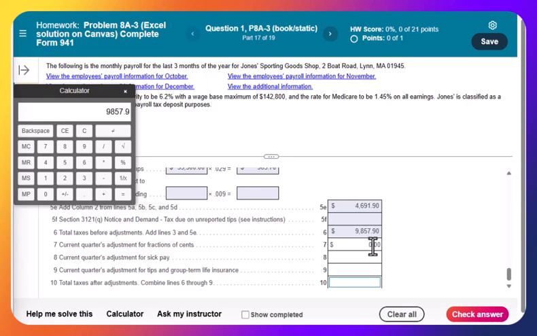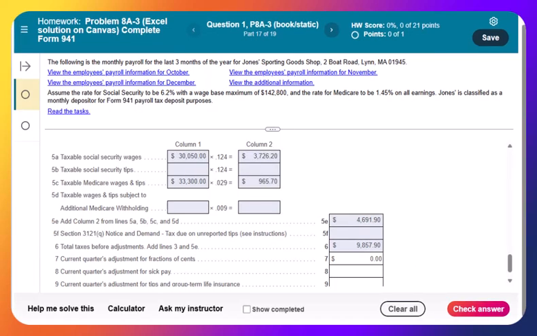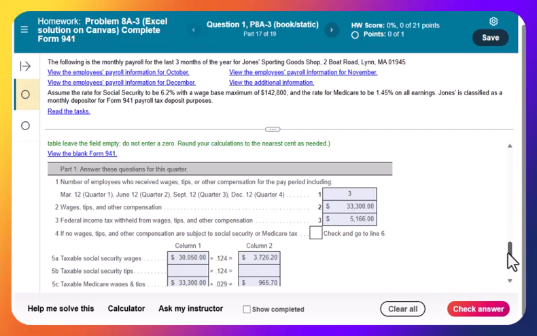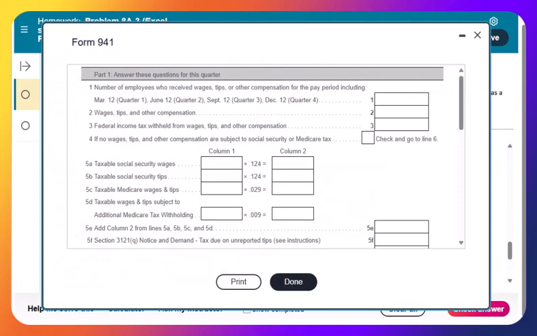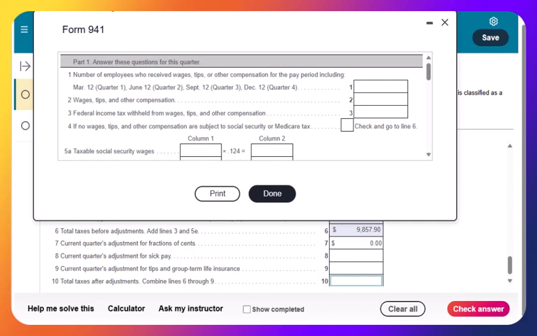All right, so line 7, current quarter's adjustments for fractions of cents. That's been filled here for $0. So what's going on with line 7 is if we look at form 941, so here at the top of part 4, there's that link. We look at the blank 941. So here's our form 941.